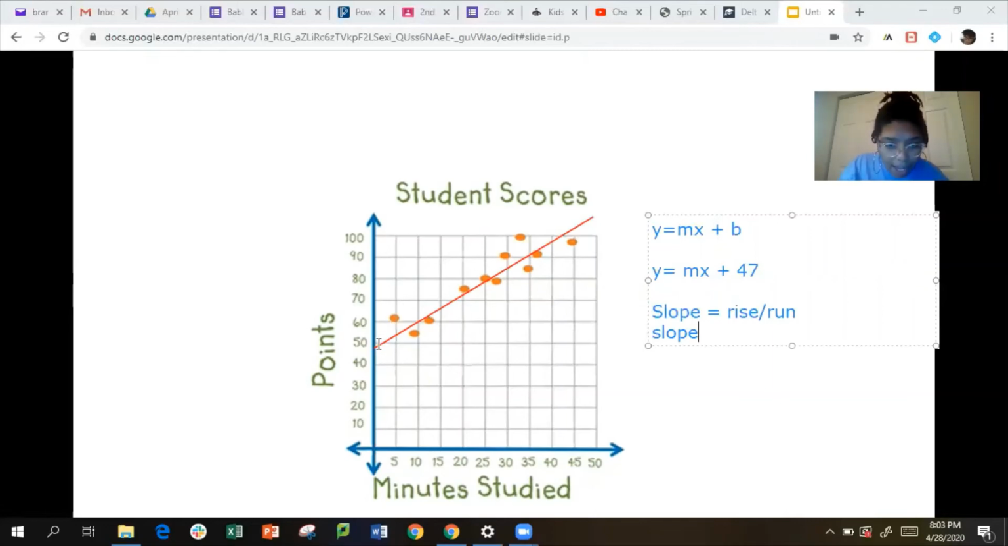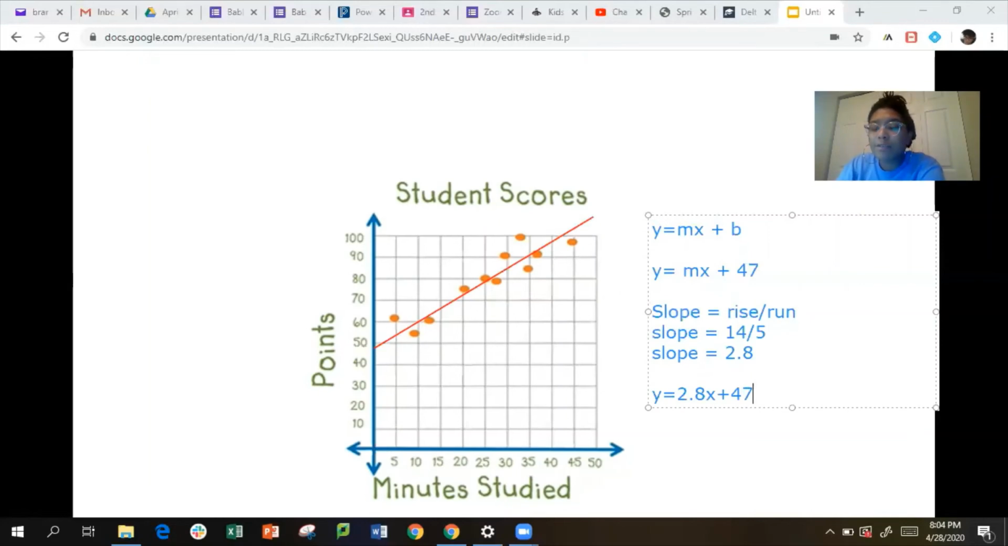So my rise would be 14 and my run would be about 5. So we can't simplify that to be a fraction. Well, there's no way to simplify that to be a fraction. So we could just put it in our calculator and get 2.8. So because my slope is 2.8, then my line of best fit will be 2.8x plus 47.